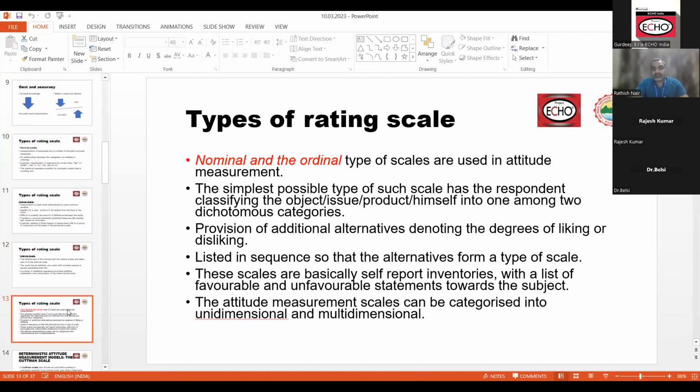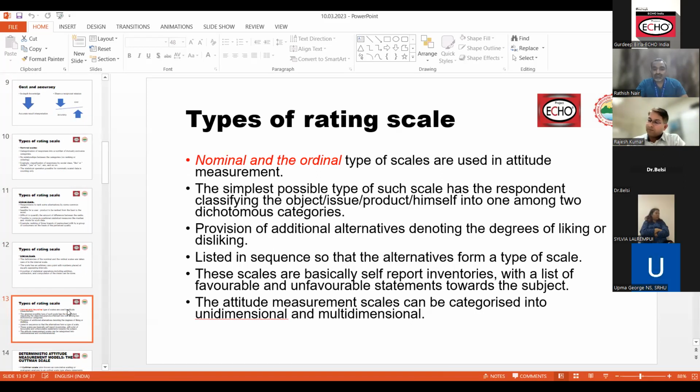The nominal and ordinal types of scales are used in attitude measurement. The simplest possible type of such scale has the respondent classifying the object, issue, product, or himself into one among two dichotomous categories. Additional alternatives denoting degrees of liking or disliking are provided, listed in sequence. These scales are basically self-report inventories with a list of favorable and unfavorable statements towards the subject. The attitude measurement scales can be categorized into unidimensional and multidimensional scales.